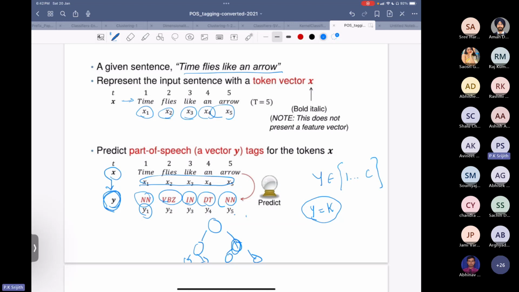You will learn more about this when parsing is taught.